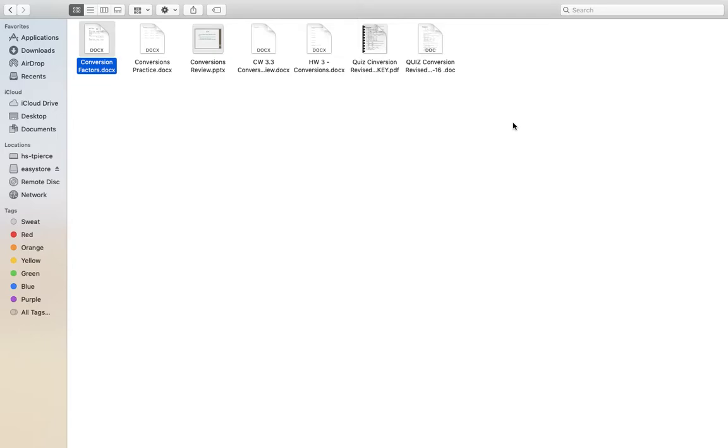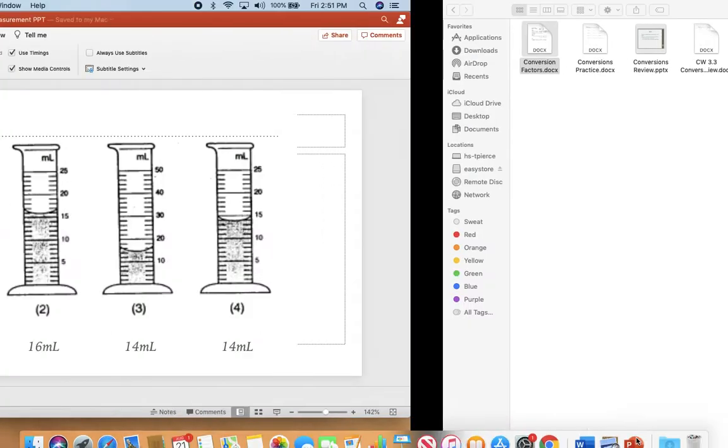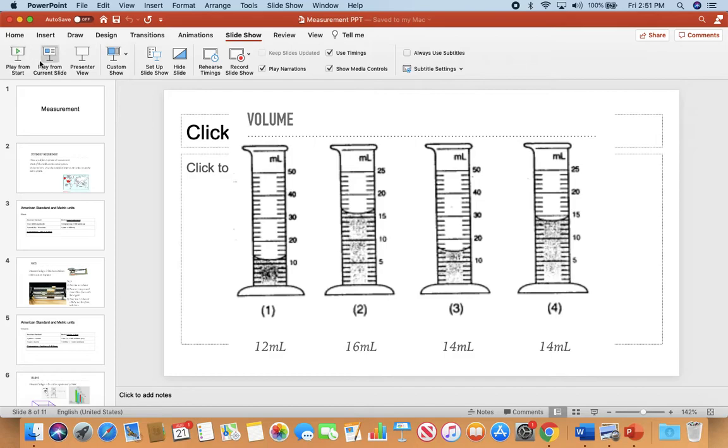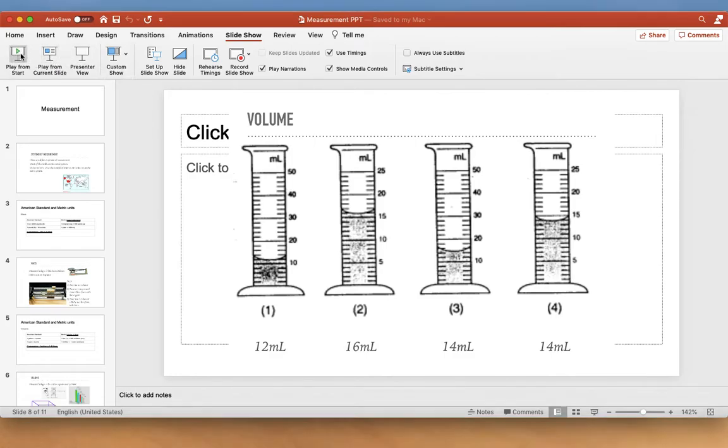A kind of a recording of a screen, a screenshot here, and I want to go over the presentation that you have coming up for measurements. From the start, here we go. So the next unit is measurements.